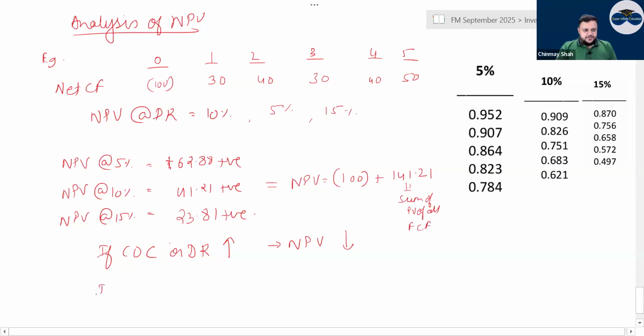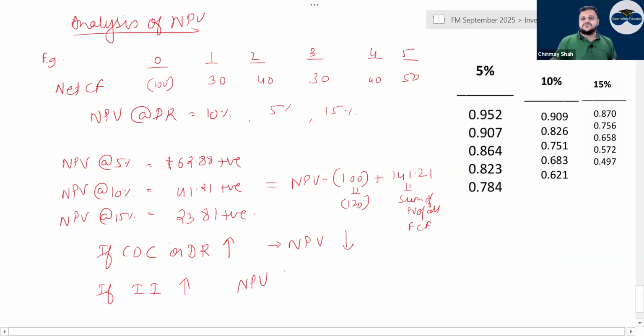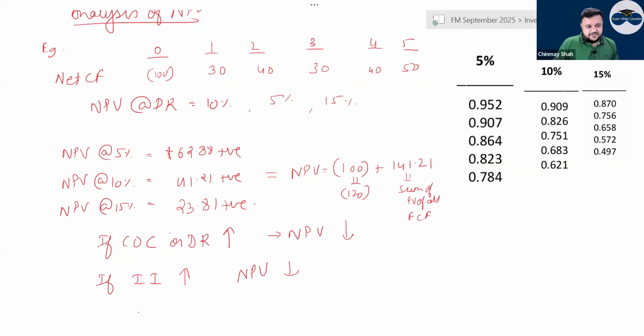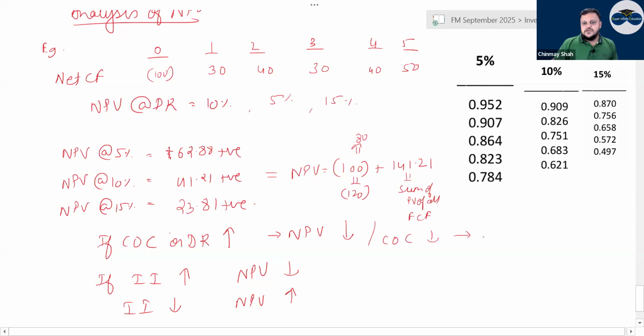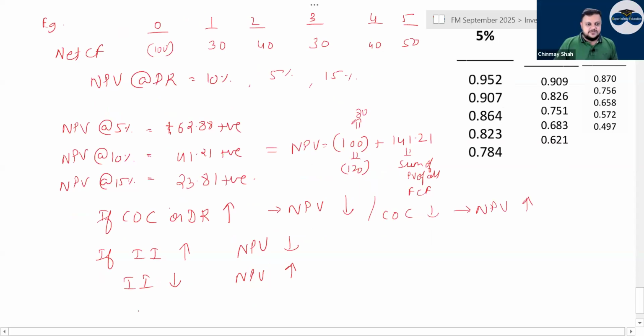अभी एक minute. I just want to analyze. If initial investment goes up from 100 to 120, एक minute, what will happen to NPV? Will it fall or will it rise? Fall. In the same existing question, if initial investment goes up, what will happen to NPV? Everything else remaining same. Fall. Right? If initial investment goes down, what will happen to NPV? It will rise. Everybody okay? Here also I could write, if cost of capital falls, NPV क्या होगा? Rise. Correct.